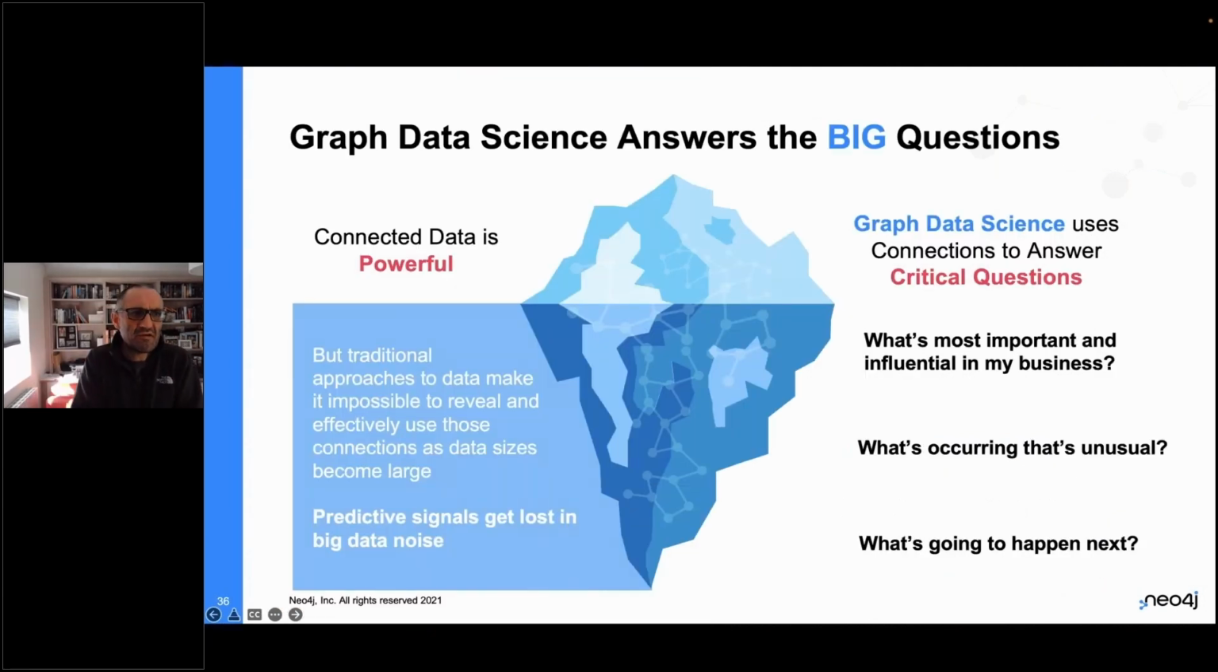So look, we think graph data science answers the big questions. Connected data, graphs are extremely powerful, but traditional approaches, including those early attempts at graph from the semantic web, make it hard to do this stuff. Graph data science on modern graph data tech uses those connections to answer critical questions. I think that going forward, that's what we're going to see more of. That's the macro trend in computing that will trickle over into the domains that you're working in.